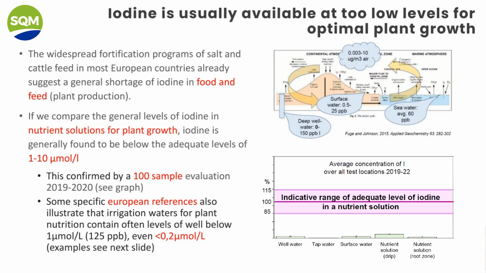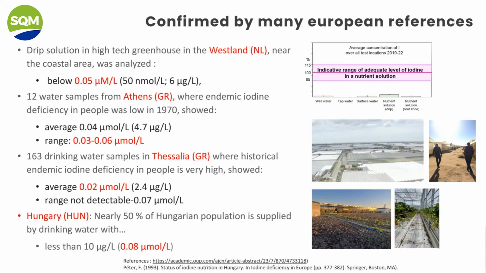I give some more specific examples of European references that even show that often we are below 0.2 micromole per liter in many cases. A first example is an analysis of a representative drip solution in the Westland in the Netherlands. This is close to the coastal area, where we would expect maybe some higher iodine levels. But when we really do the analysis, we measure levels below 0.05 micromole per liter.